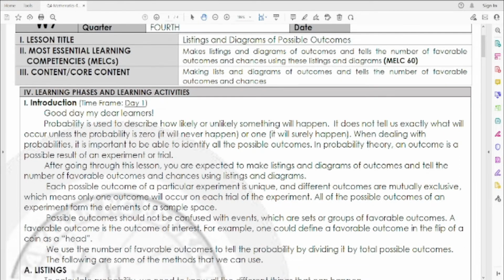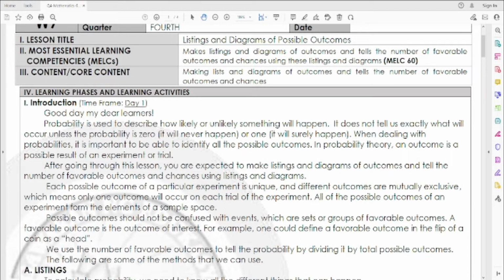So, probability is used to describe how likely or unlikely something will happen. It does not tell us exactly what will occur unless the probability is 0, it will never happen, or 1, it will surely happen. When dealing with probabilities, it is important to be able to identify all the possible outcomes.